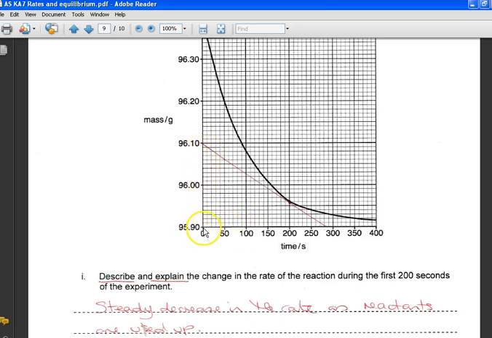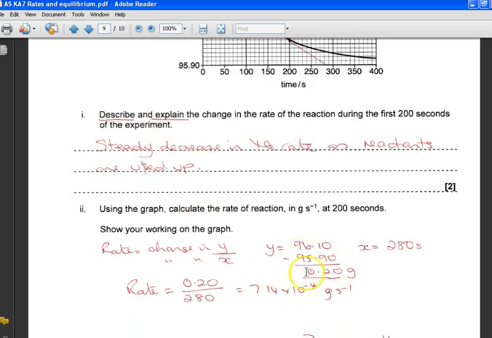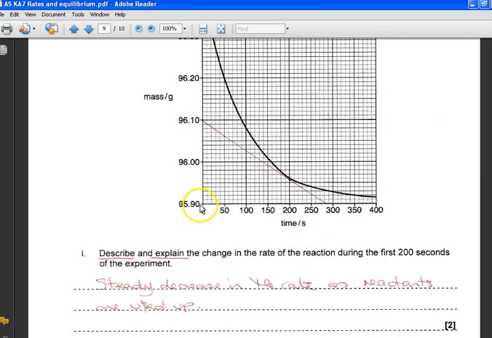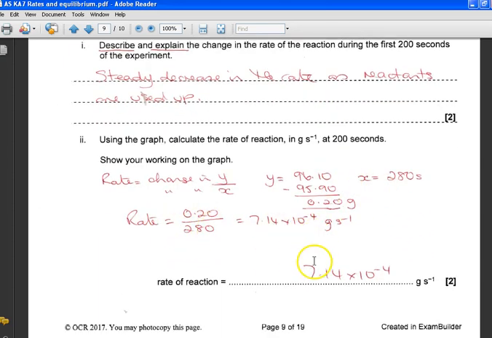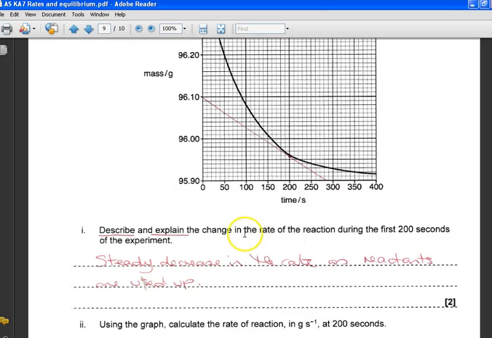Some of you didn't take note of the fact that the scale on the y-axis doesn't begin at 0, it begins at 95.90. So the difference between 96.10 and 95.90, as is shown here, is 0.20. So we take that difference, and then again we take this difference, which works out to be 280, sort of 0 to 280. Do the calculation, and it works out as 7.14 times 10 to the minus 4 grams per second. So pretty straightforward, as long as you've done your tangent correctly.